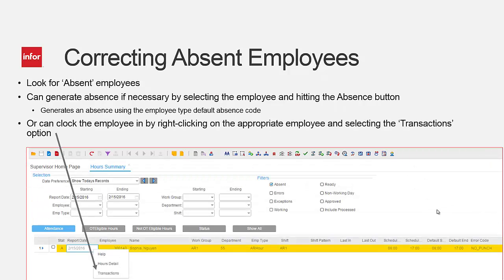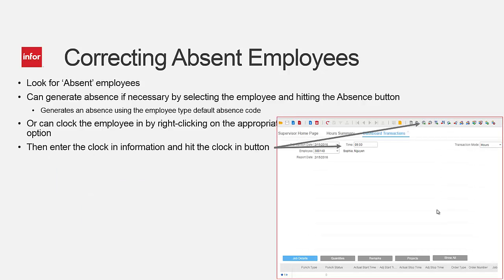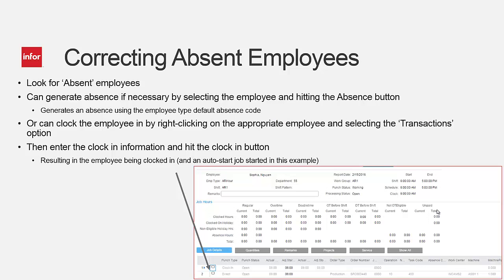Or we can clock the employee in by right-clicking on the appropriate employee and selecting the transactions option. We then enter the clock in information and hit the clock in button. This results in the employee being clocked in and in this case also automatically starts the job.